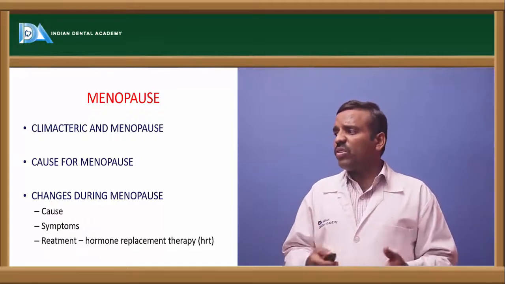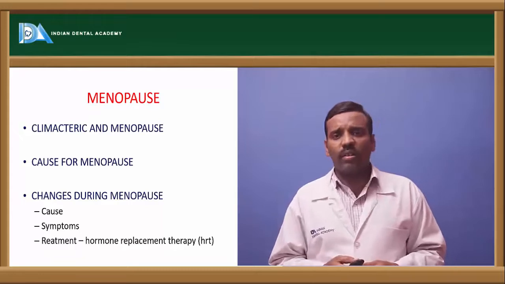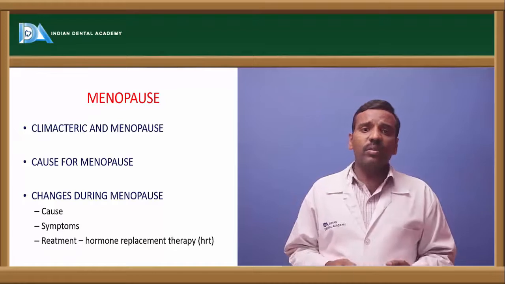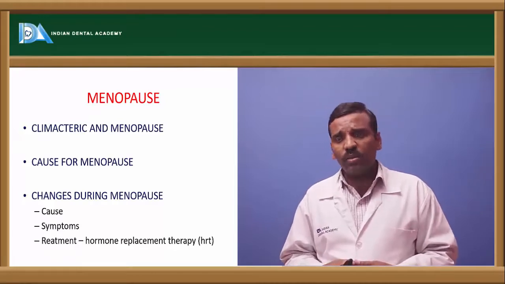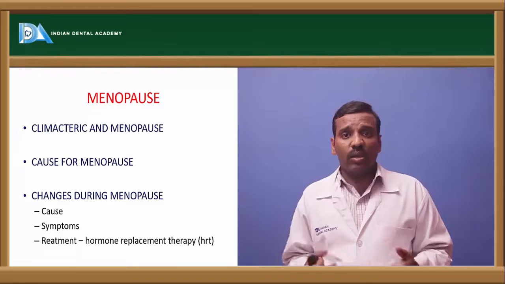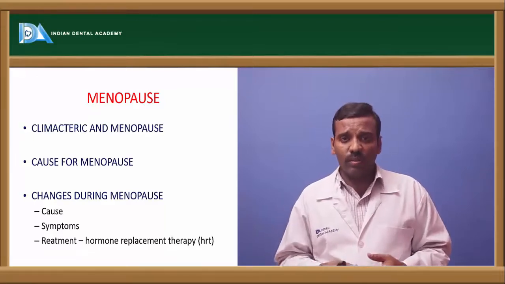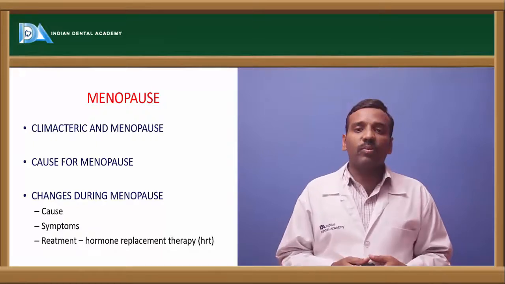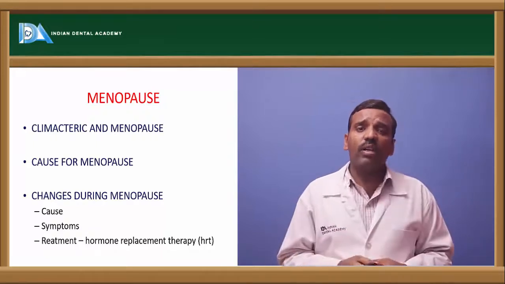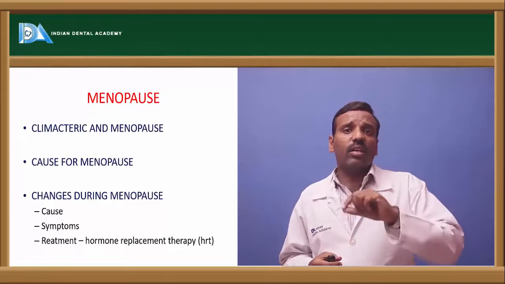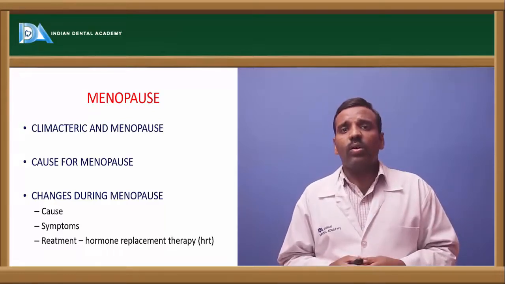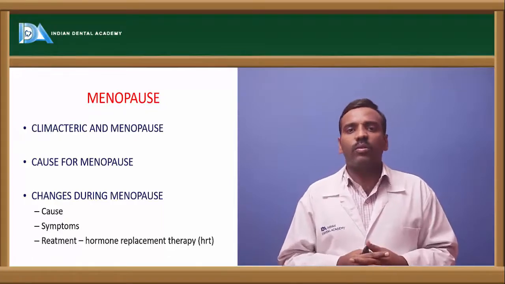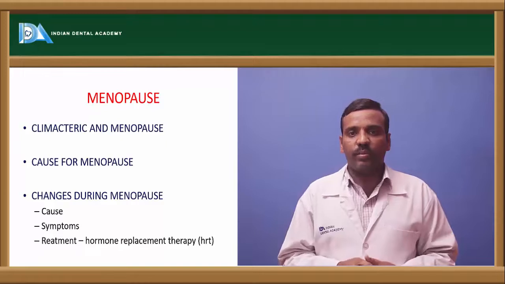Okay, and what are the changes during menopause? Estrogen, the first one. Symptoms like the menstrual cycle stopping, and sometimes emotional outbursts are present. We'll come to know about that later. And treatment is hormonal replacement, HRT, hormone replacement therapy, that is, administration of estrogen. By that, they can somewhat cure the menopausal syndrome symptoms.